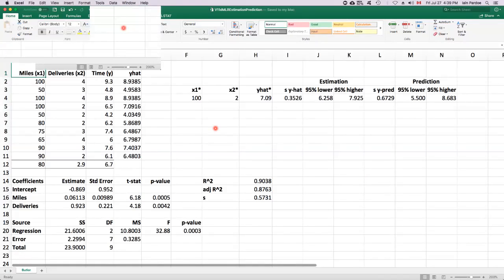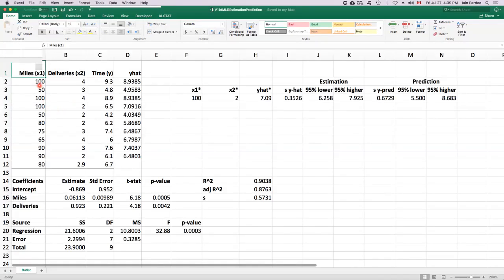In this video, I'll talk about estimation and prediction using multiple linear regression. So we're using our delivery truck example again. Just to recap, we have two predictors, miles traveled and number of deliveries, and our response variable is travel time. We fit our model and got these estimates for the intercept, and then the parameters multiplying each of the predictors in turn.